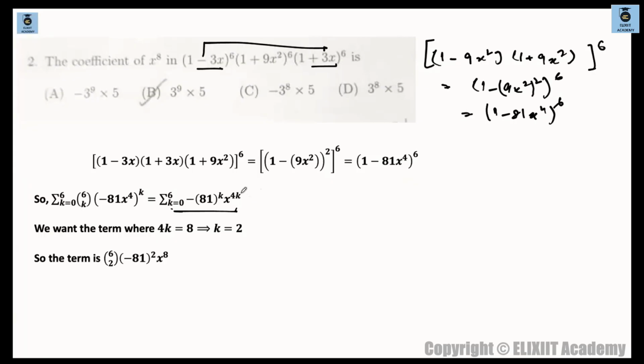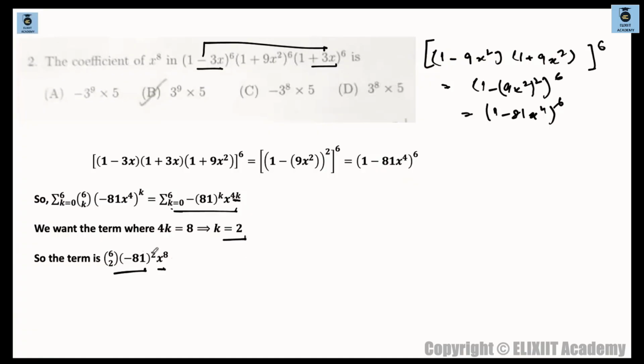So you have to equate the power of x, which is 4k over here, after simplification using the binomial expansion. 4k is equal to 8. So k will be 2. Which means the term where k is equal to 2, which means the third term. Okay, so 6C0, 6C1, and then 6C2. That's also one way of figuring it out. The third term is the term where you'll find the coefficient of x to the power of 8, and that is 6C2 times minus 81 whole square.